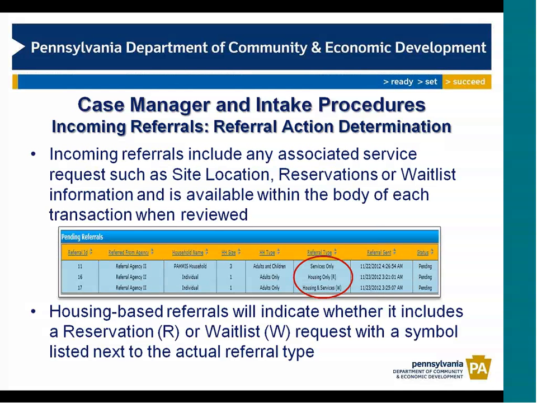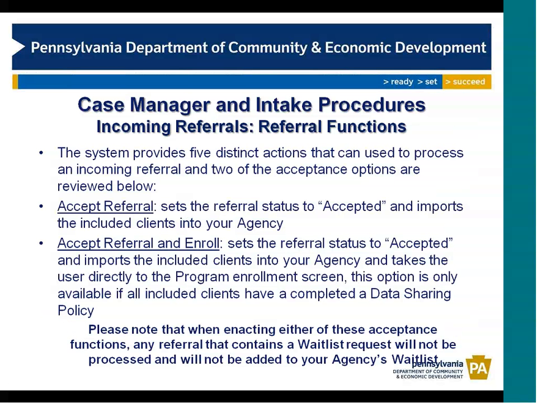Also, within the referral records themselves, it provides a little forewarning if it's a housing-only referral, what kind of referral it is. Because for housing, they either have to have reservations or a waitlist request. For those, they'll have a little R and a little W by them. It gives a little precursor to what kind of referral you're looking at, what kind of service request is coming in from those clients.